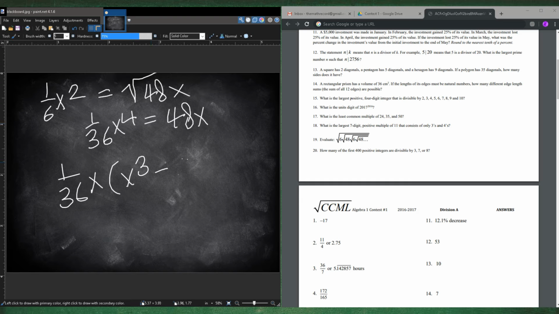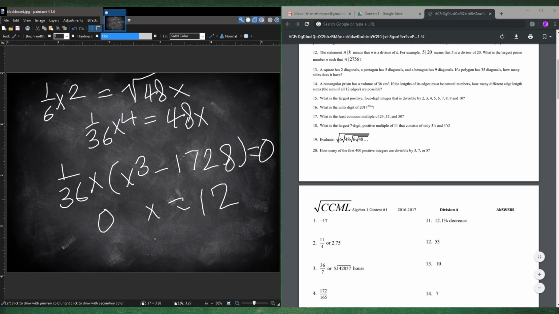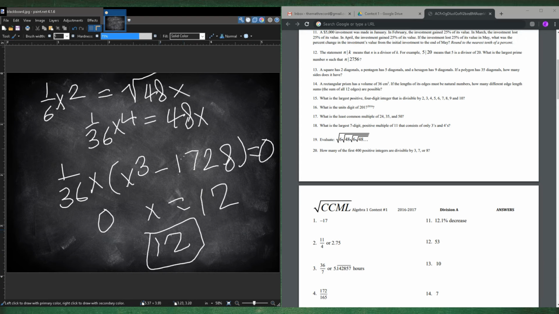which is equal to 1728 as the remainder. So now we have x is equal to 0, or x is equal to the cube root of 1728. The cube root of 1728 is 12. So the radical is equal to 12. So that's the answer.